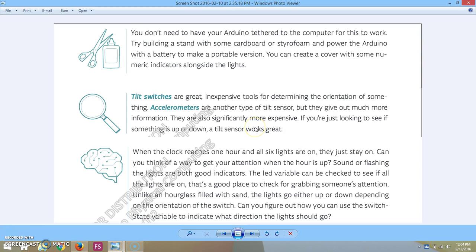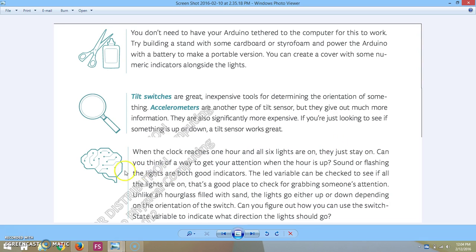The tilt switch is very simple compared to the accelerometer. The accelerometer actually gives out a lot of information, as stated there, and it's really expensive compared to the tilt switch, so the tilt switch just makes it a lot easier to build with. It senses up and down, which is basically all we need for our build.